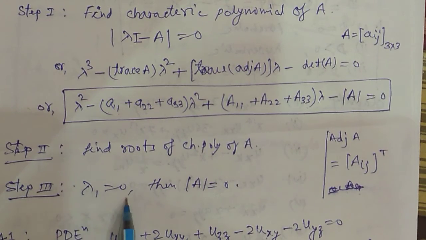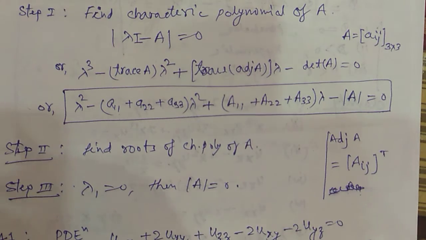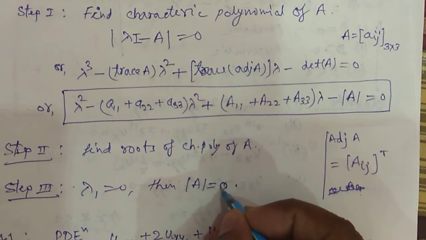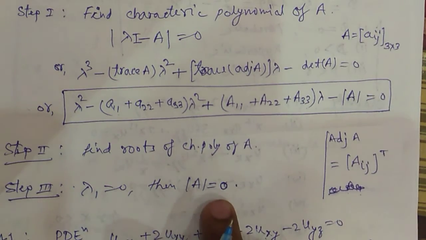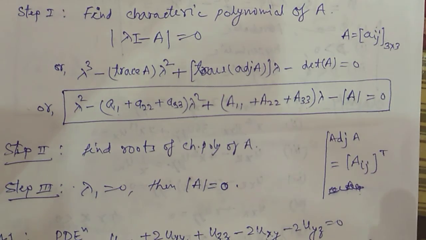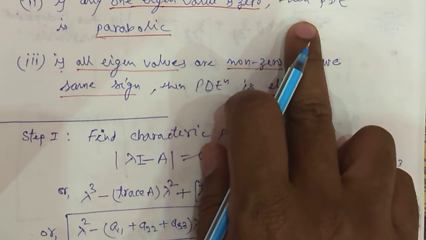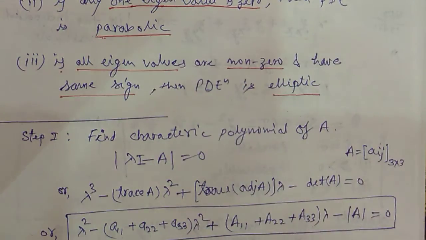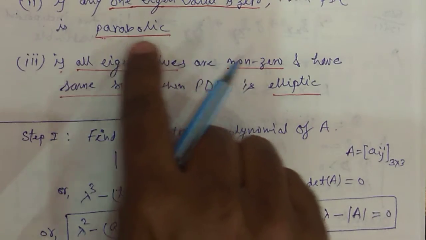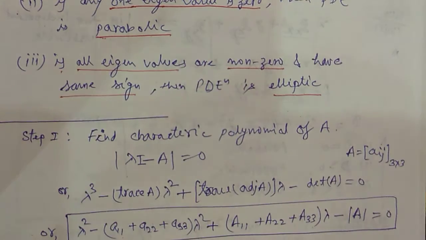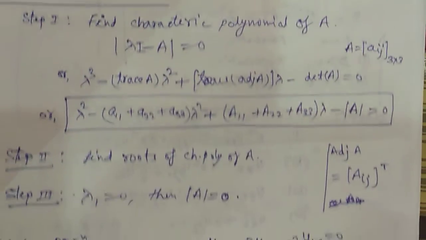Step 3: if any one eigenvalue is 0, then the determinant is 0. So first check whether the determinant is 0 or not. If the determinant is 0, we automatically get that one eigenvalue is 0. So case 2 is clear. Note it here: if the determinant of the matrix is 0, then obviously the given partial differential equation is of parabolic type. No need to go ahead.